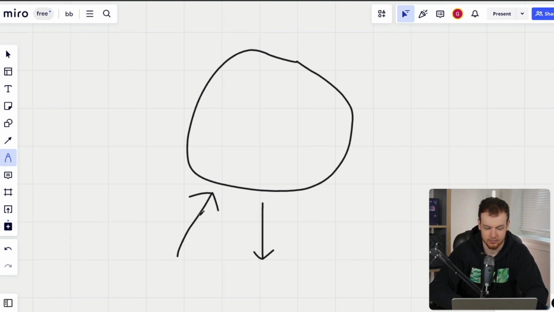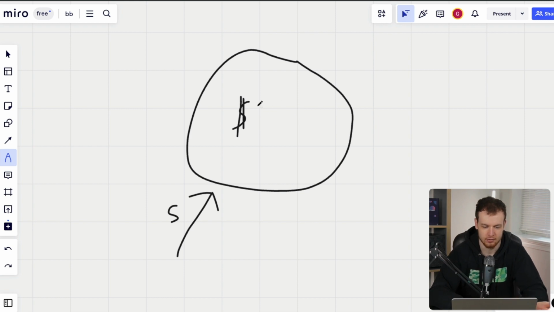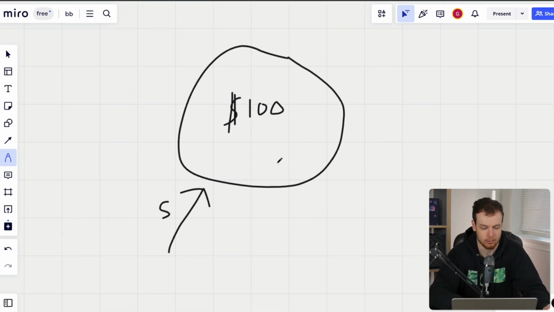To keep it simple, let's say I'm the first staker and I come in, I stake, and originally it's worth $0 in here, right? So I'm the very first staker and there's no staking rewards to be distributed to the stakers. Then a few days go by, and now there is $100 in here. And so now I can claim my rewards. I'm the only staker, so this $100 just goes to me.